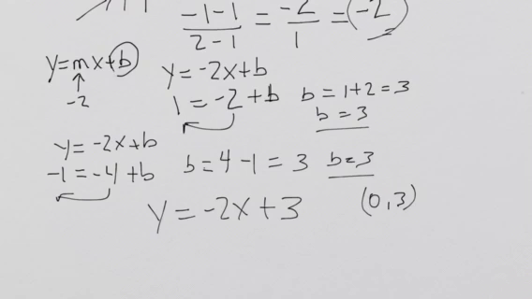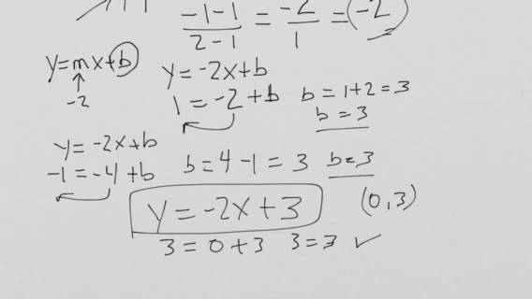So what do we have? y is a 3 equals x with a 0. This becomes a 0 plus 3. We have 3 equals 3. That works. This was your answer right there. The slope was minus 2. Your y-intercept was plus 3.